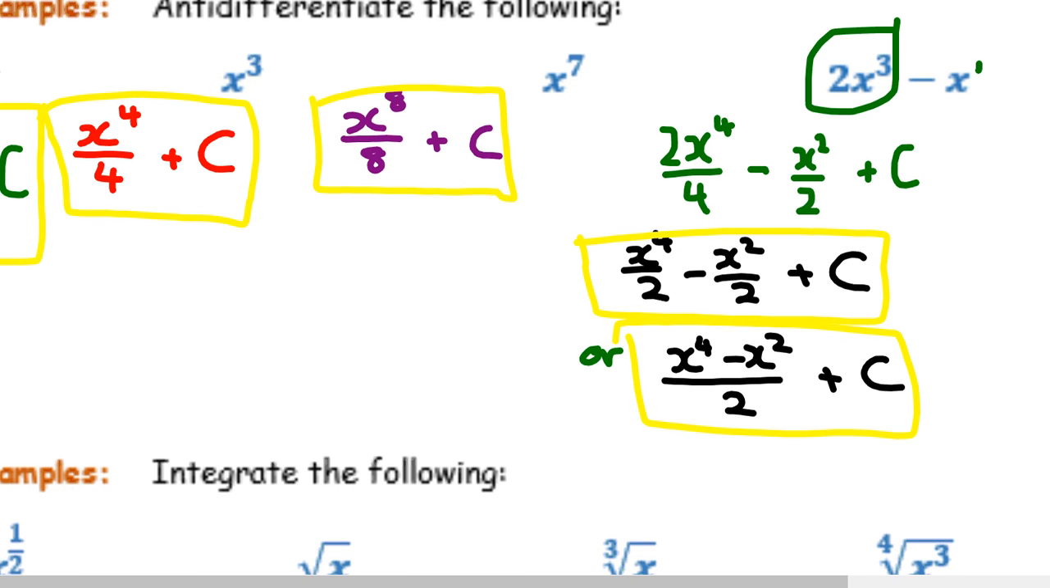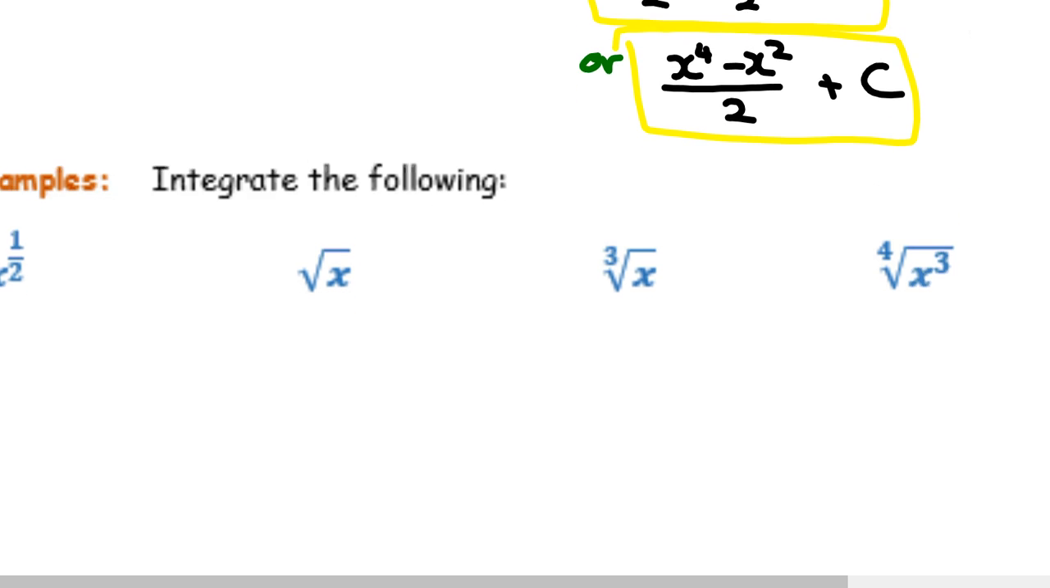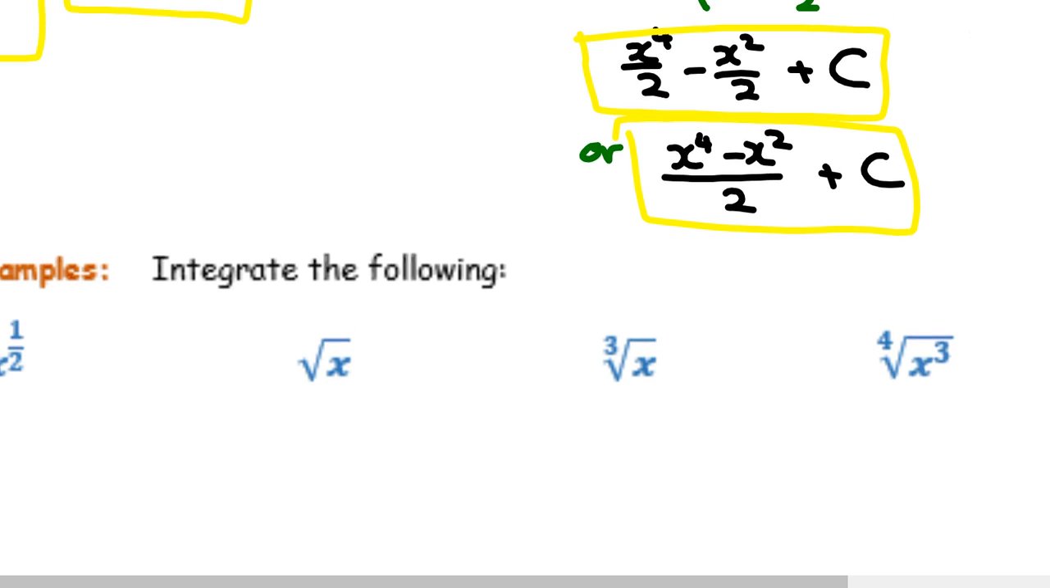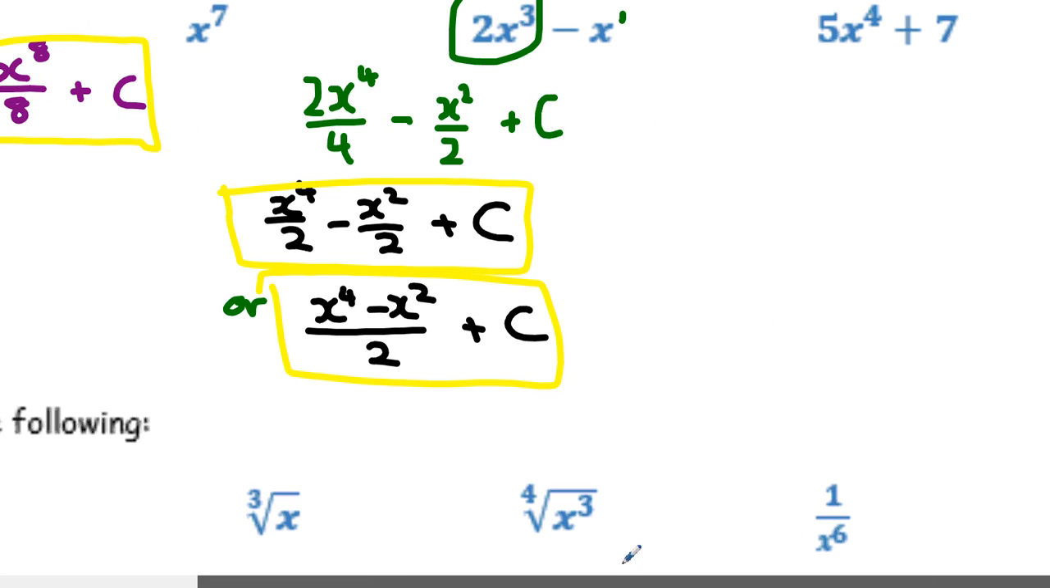So next one, integrate the following. So now we've got to be thinking of fractions. Wait, these are your last one. Oh, is there more? Yeah. I just couldn't see it, sorry. Oh yeah, there's another one. Oh yes, there it is.